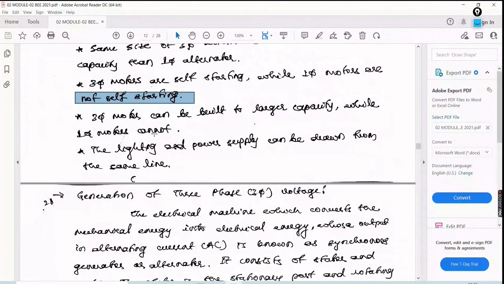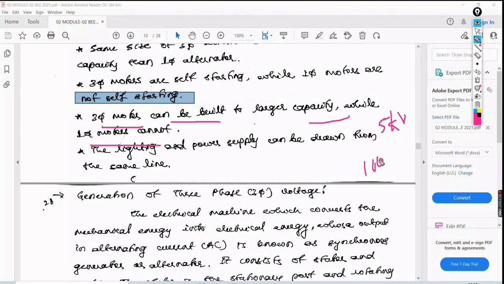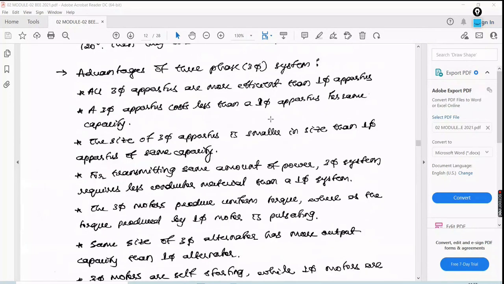Then a three phase motor can be built to larger capacity. If I want 5 kilowatt, I can design it. If I want 100 kilowatt, I can design it. The larger capacity machine can be designed for three phase, but not for single phase, because of the restriction with respect to power. Then three-phase power can be used for lighting as well as power supply. The best example is a flour mill, where three-phase supply is used for the motor as well as for lighting. These are all advantages of three-phase power supply compared to single phase.